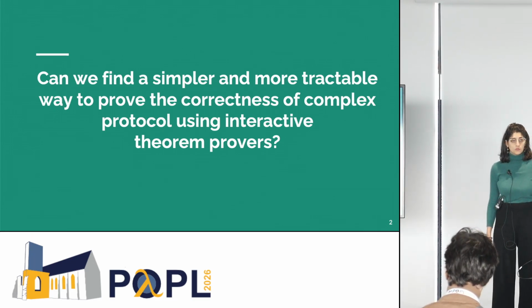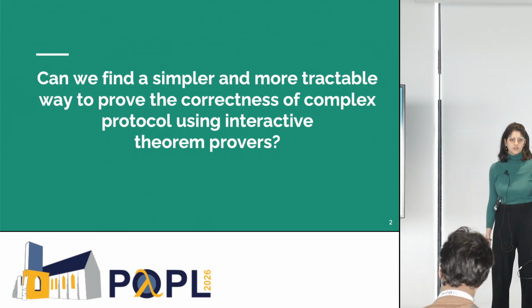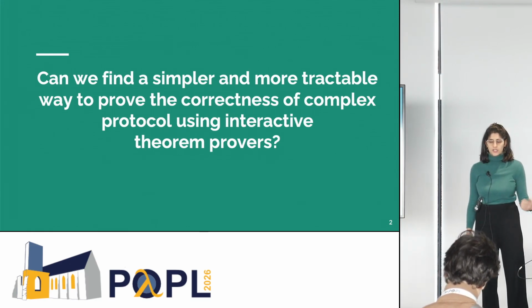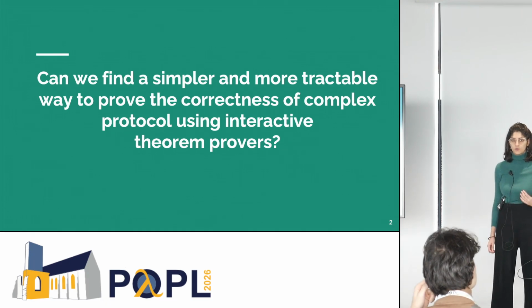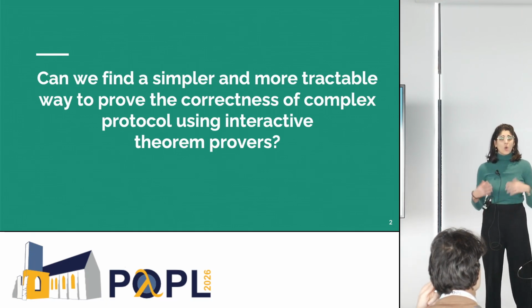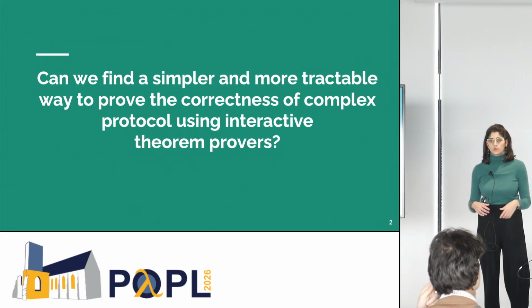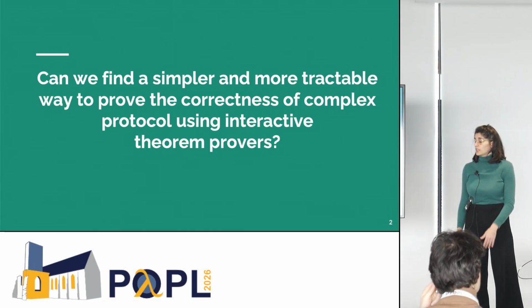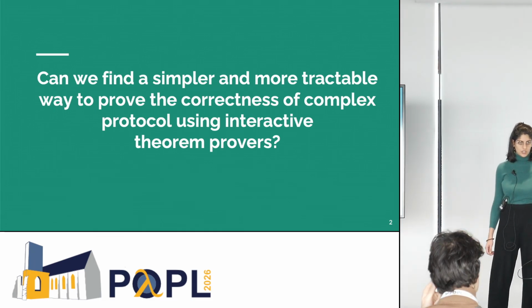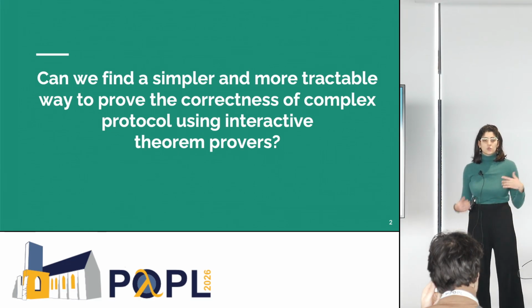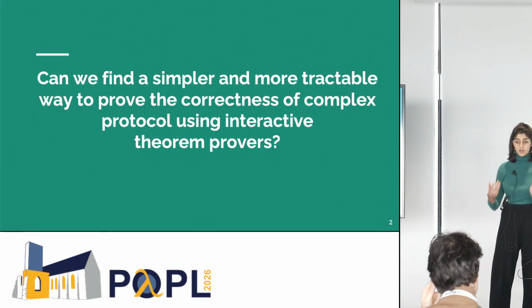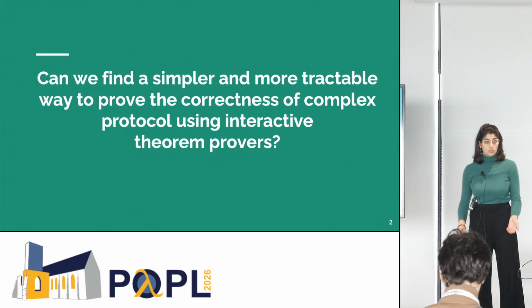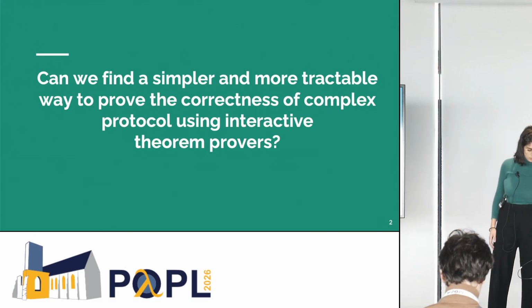As probably some of you know, when we use interactive theorem provers such as Lincock or others, these are really useful tools to prove complex protocols. Why? Because they allow us, for example, to reason in a parametric setting on the abundant state. However, they usually require a lot of human interaction, and this leads to proofs that are really long, take a lot of time to complete, and are not so reusable.